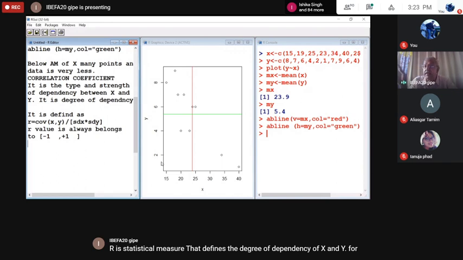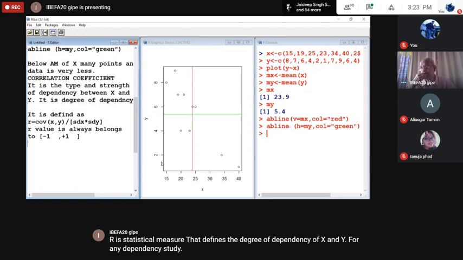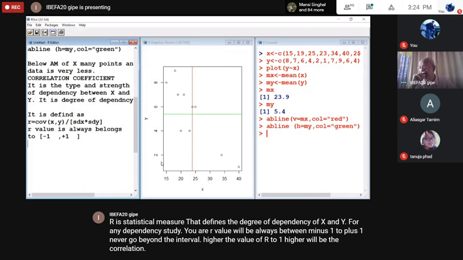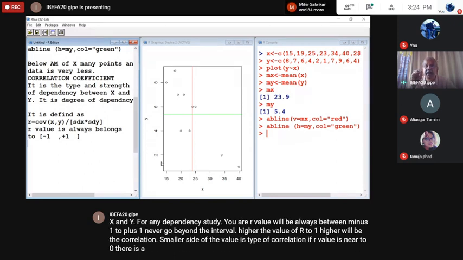For any dependency study, your R value will always be between -1 to +1, never going beyond the interval. The closer the value of R to 1, the higher will be the correlation. The sign of the value is the type of correlation. If R value is near to 0, there is a poor dependency.